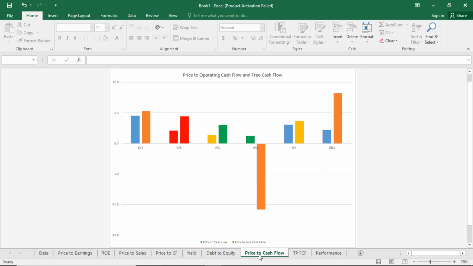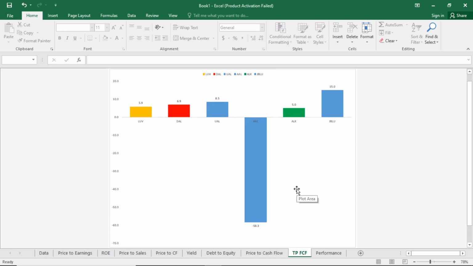In price to cash flow, Alaska Airlines was number two, and United was the best. But when I look at the total price that I have to pay, then it's Alaska, followed by Southwest, followed by Delta. So why am I focused so much on cash flow, right?